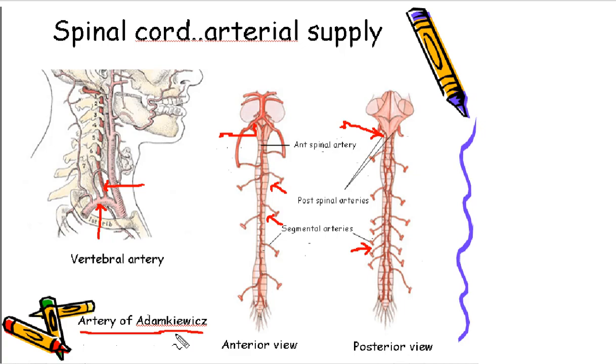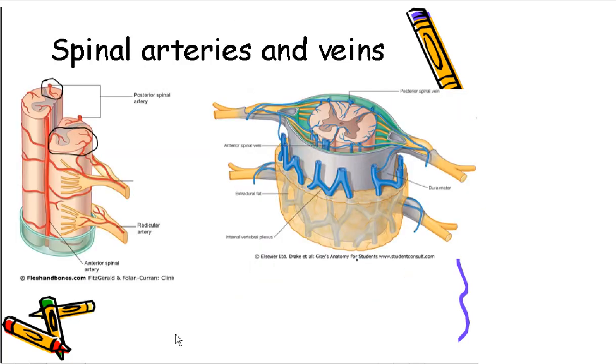Let's look further at the arteries and veins. Here you can see that this is the anterior spinal artery in the midline, and these are the two posterior spinal arteries. This anterior spinal artery supplies the anterior two thirds of the spinal cord. So this is on one side, and you can see it supplies this entire anterior two thirds, and that's why it's involved in the anterior spinal artery syndrome.